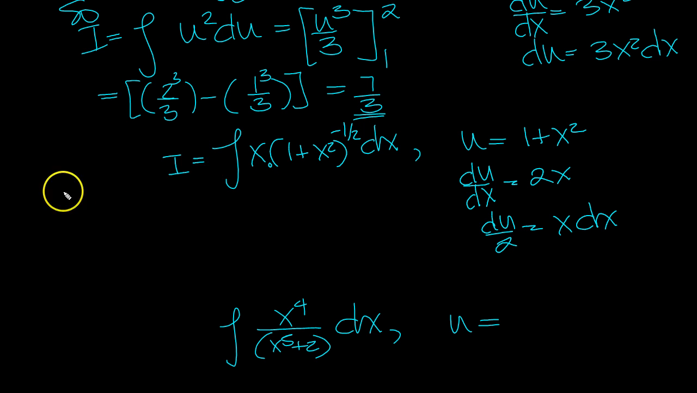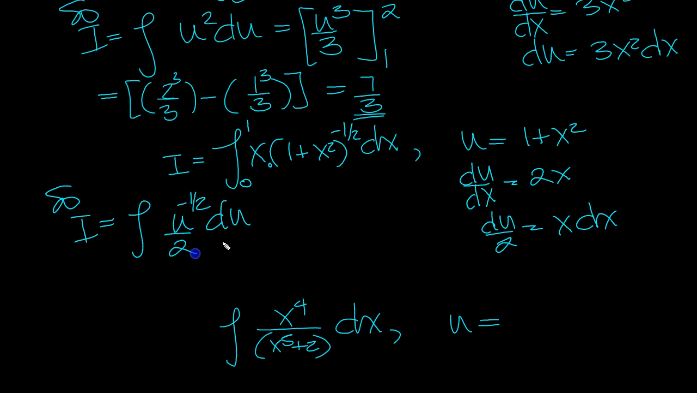So, what have we got? This integral is actually between 0 and 1 in the question, so let's put it in. So it's u to the minus a half. x dx is just du over 2. Raise the power by 1, divide by that number, which is a half. 2 times a half is 1. So that's what we've got then.